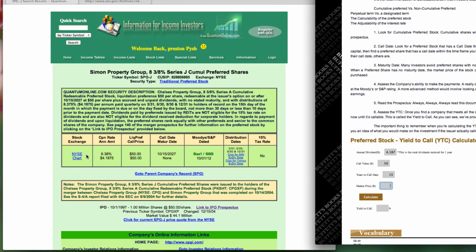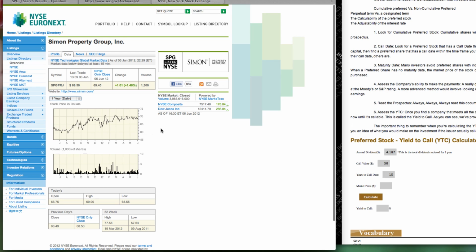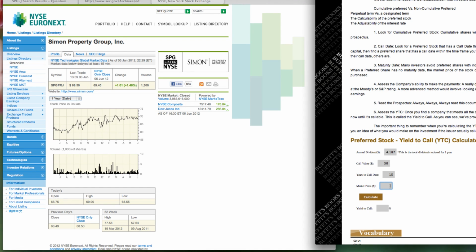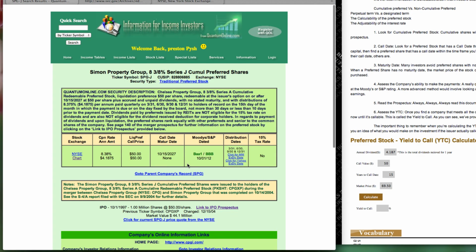The one thing we don't see on here is what this preferred stock is currently trading for. We can figure that out by clicking over here onto the New York Stock Exchange chart, so let's click on that. As we pull this up, you can see how this preferred share has been trading, and the price it's trading at right now is $69.50. So let's plug that in as our market price, $69.50. Okay, and let's go back to our page here.